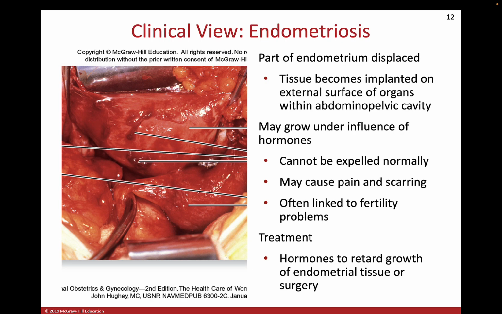Now, here we're looking at a clinical situation known as endometriosis. This is a condition when the endometrium is displaced. Tissue becomes implanted on the external surface of organs within the abdominopelvic cavity. Now, the endometrium may grow under the influence of hormones, so in this situation, it cannot be expelled normally. It may cause pain and scarring. It often is also linked to fertility issues.